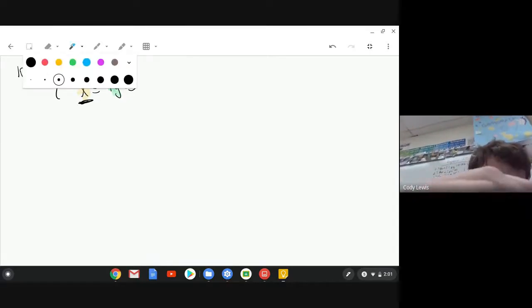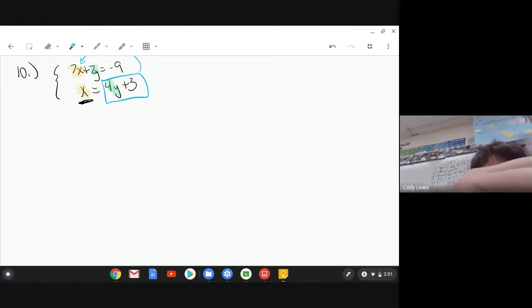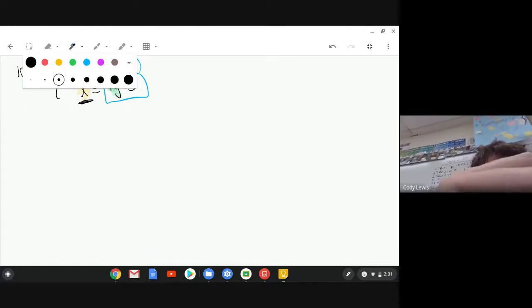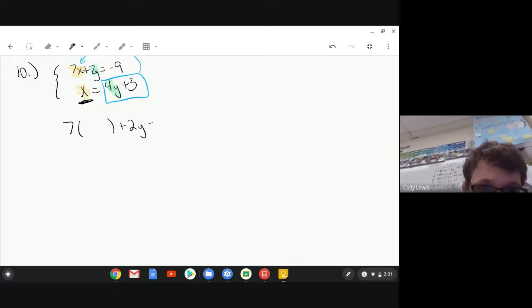Now what that means for me is I'm going to take whatever x is equal to, and it's going to go into the top equation. So I'm going to rewrite this top equation. The reason I'm using the top equation is because the bottom one was already ready. So I'm going to put parentheses instead of x. I'm going to put 7x plus 2y equals -9.